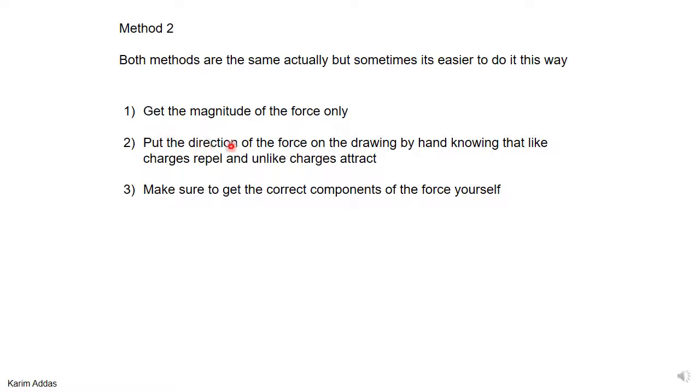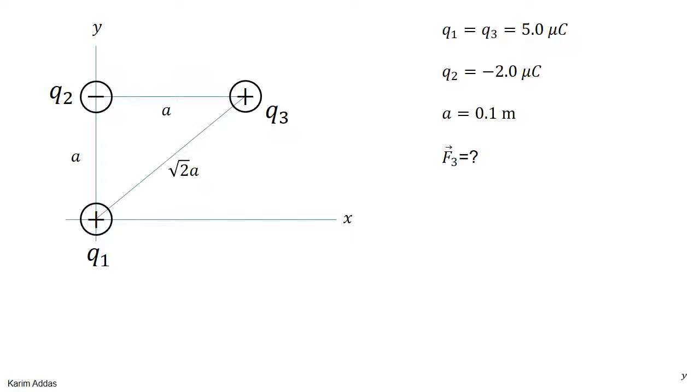Then you put the direction of the force on the drawing by hand, knowing that like charges repel and unlike charges attract. And then you put the components yourself. You have to make sure that the correct sign is done yourself. So this depends a lot on making a nice, big drawing where you can resolve things and put things very clearly. So that's maybe a bit easier to use sometimes. Let's go through and see the problem. Exactly the same problem as the previous one, but now we'll solve it with this method.